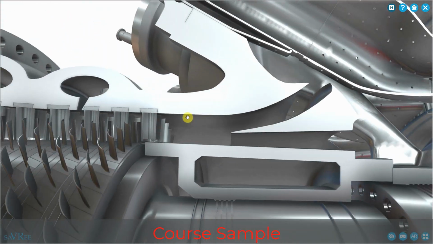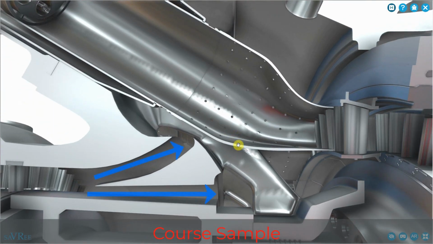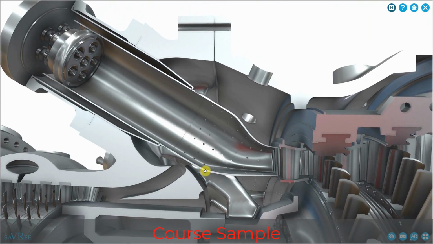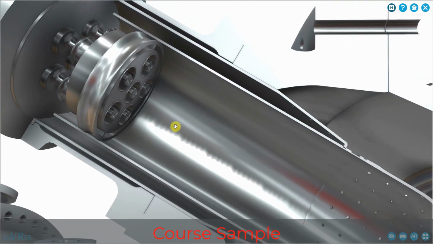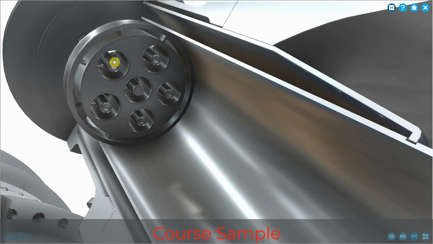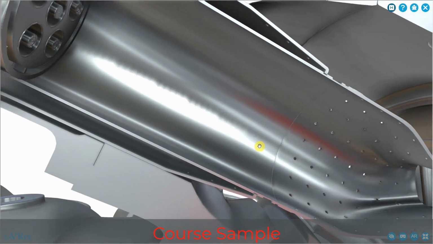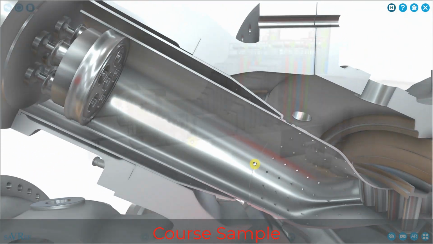So we take the air, it's discharged through these two channels, and then we reach our combustion zone. We're going to inject fuel into this space. The fuel is going to be injected here. We ignite the fuel, we get combustion, we get heat, and we use the heat to heat up the air.